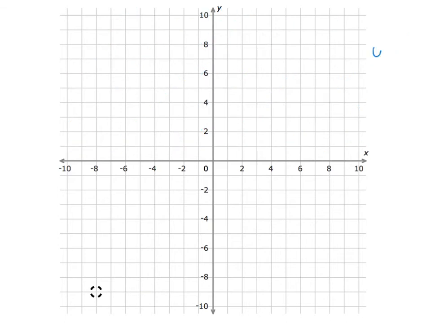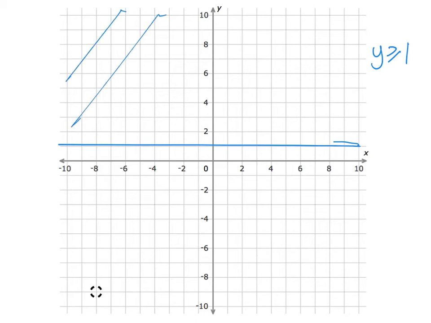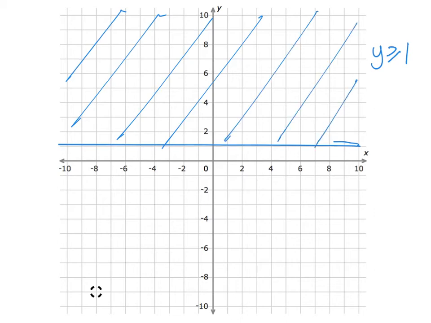Let us try now y is more than or equal to 1. So since it's more than or equal to, we know it would be a solid line. So the solid line will pass through on the y-axis where y would be equal to 1, and it's solid, and then we shade where it is more than 1. So the top part of the graph where it is all more than 1.